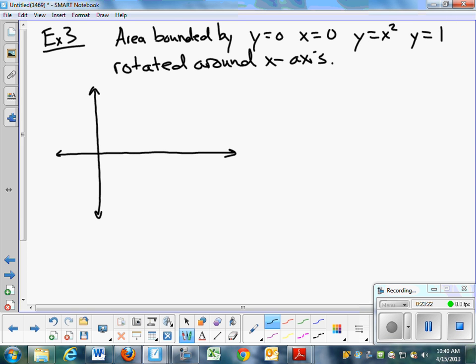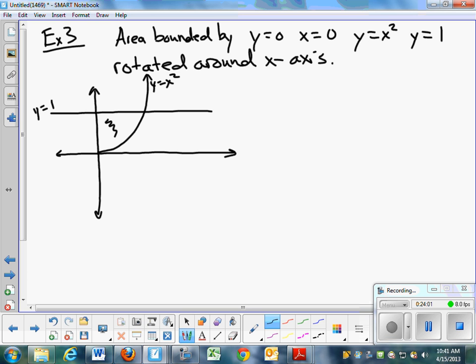So if we look at y equals x squared, very different shape here, guys. Y equals x squared. And we are going to have y equals 1. And again, we're bounded by x equals 0 and y equals 0. So this is the shaded region, right here. Everybody agree? That's the region I want to rotate.